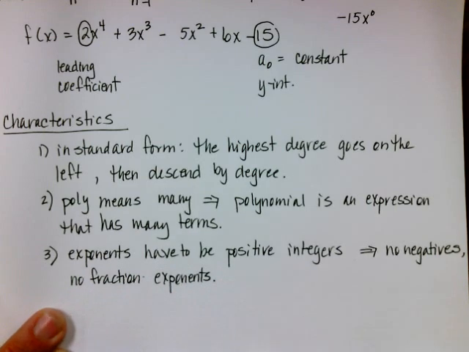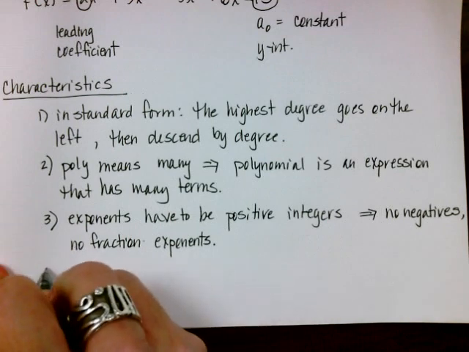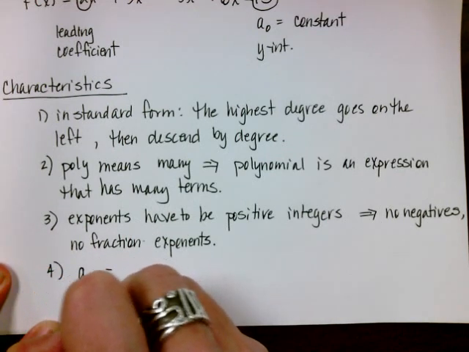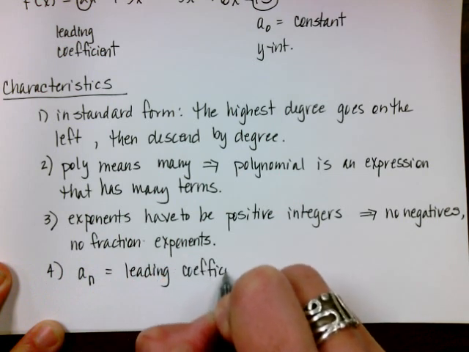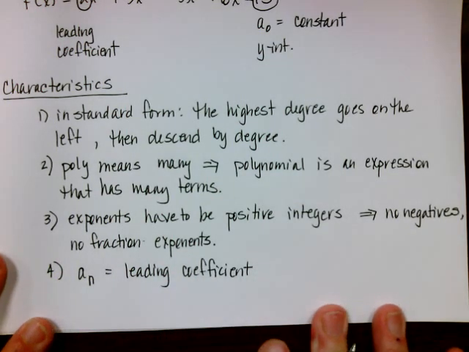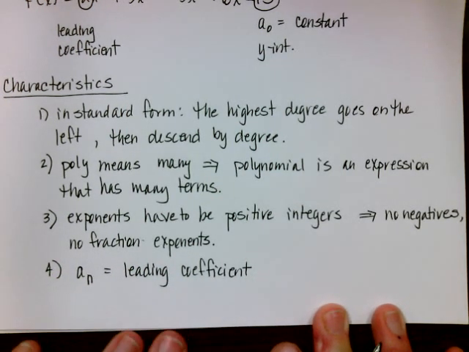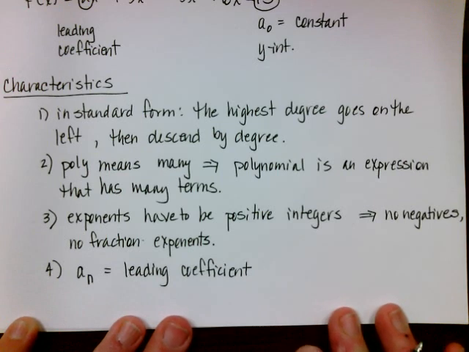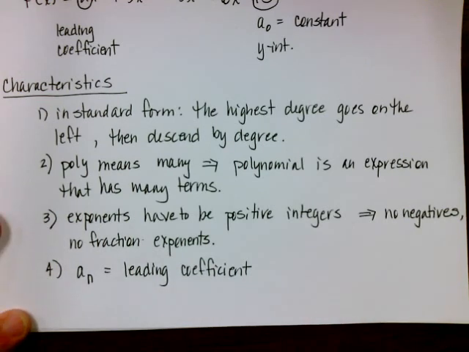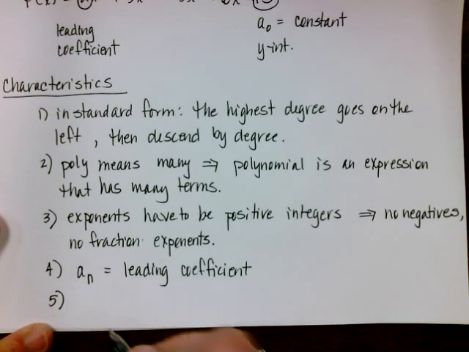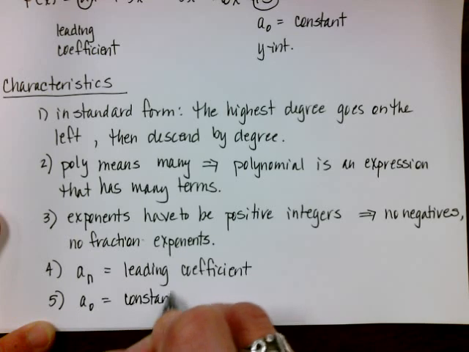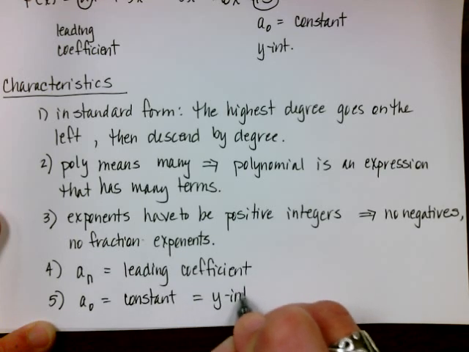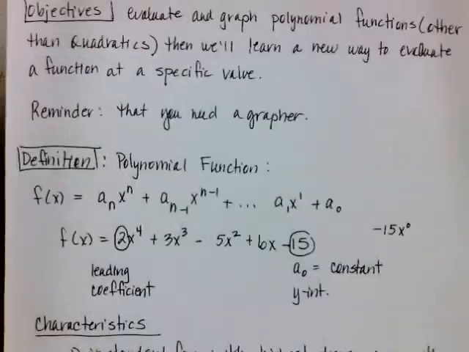The next characteristic is just that your a sub n is called the leading coefficient. And that tells us lots of things, just like it did when we managed our quadratics. But primarily, I'm going to be looking at whether it is positive or negative. So that's what my leading coefficient does. And then the next characteristic is that a sub 0 is the constant, and that is your y-intercept. So that's always kind of handy. Let me flip my page.